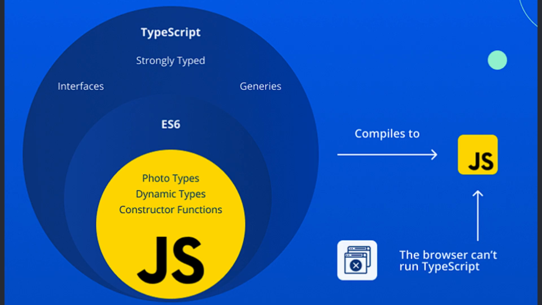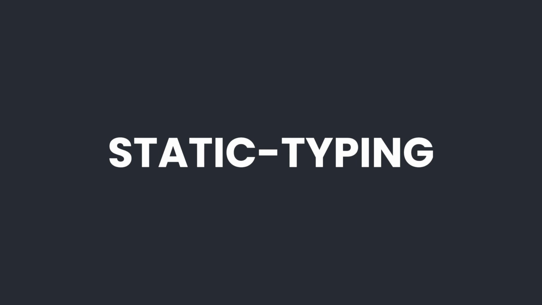Technically speaking, TypeScript is a programming language built on top of JavaScript. This means that every JavaScript file is a valid TypeScript file. However, TypeScript adds some really useful features to JavaScript that help us build more robust and maintainable applications in less time. The most important feature TypeScript offers is static typing. So, what does that mean?